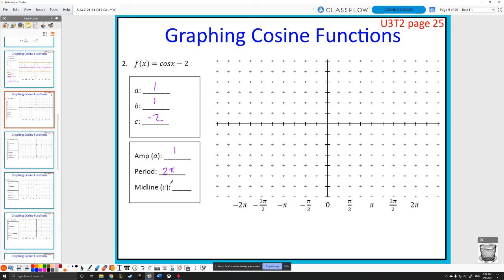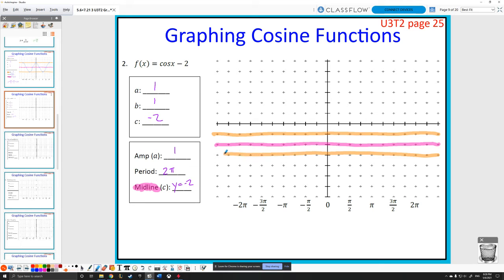So this is 2 pi. Midline is y is equal to negative 2. Again, once you have these values calculated out and stuff like that, I think it will be much easier for you to sketch. So there's my midline. My amplitude is 1, so 1 above and 1 below my midline. Not a great railing there, but that's all right.